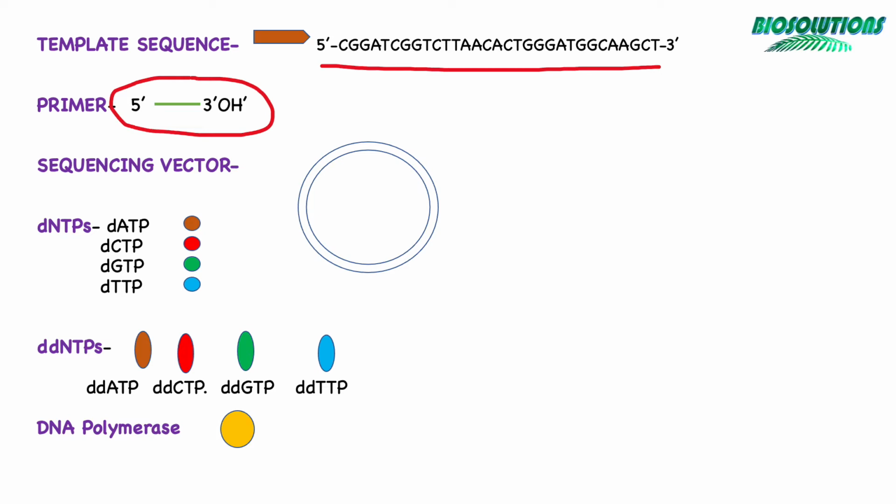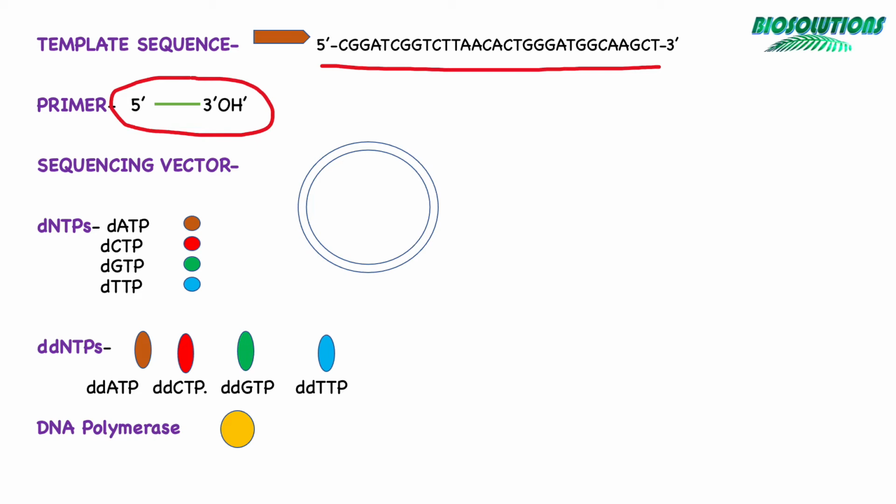Primer is just a small piece of synthetic DNA around 18 to 30 base pairs long. The primer sequence has to be complementary to the template DNA. Now the question arises that if we do not know the sequence of the template DNA, how can we design a primer?